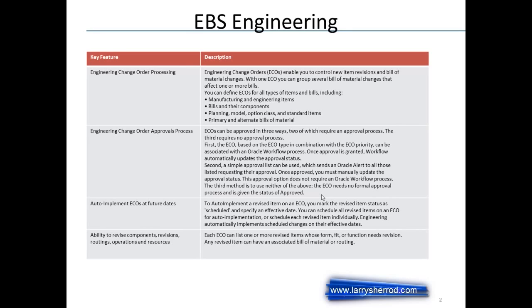Another key feature is the auto implementation of ECOs set to future dates. You can set a background process to trigger based on the date of implementation of an ECO to change your item, BOM, or routing. You can also update revisions, operation steps, and resources within a routing or a bill of material.